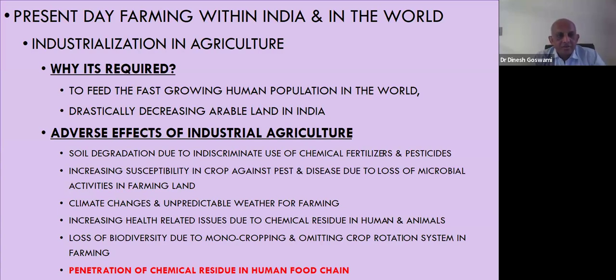Why is it required? Because of the fast-growing human population in the world as well as in our country, which requires food. At least we must feed our own people. This is our major challenge, and that's why industrial agriculture is required. Another aspect is the drastic decrease in arable land, because agricultural land is being converted into construction area, roads, buildings, and infrastructure development. So the available arable land is decreasing day by day.